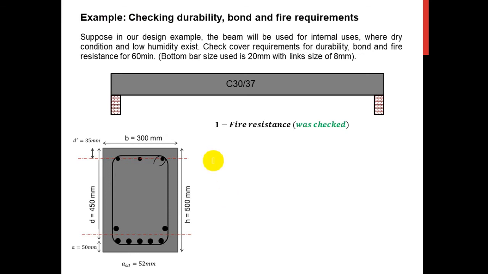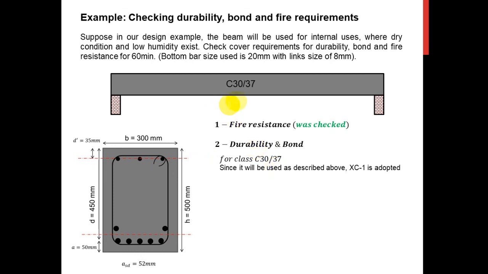Alright, let's very quickly check durability, bond, and fire resistance requirements for the beam I'm designing. Fire resistance was already checked. For durability and bond, check. I used the grade C3037, and since it will be used as described above in this example, the exposure class is going to be XC1. Now, if you go back to that table, you see that for XC1, the lowest grade allowed is C2025, but I'm using C3037, so that means I'm fine.